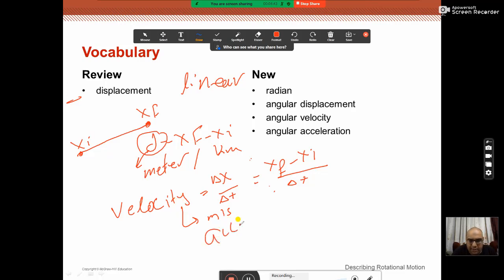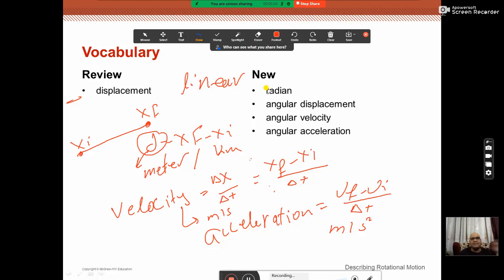What is the acceleration? Acceleration is the change in velocity over time. Change in velocity means vf minus vi over change in time. And the measuring unit will be meter per second squared. All of these terms are called linear motion, a motion which is presented in a straight line, whether it is displacement, velocity, or acceleration.